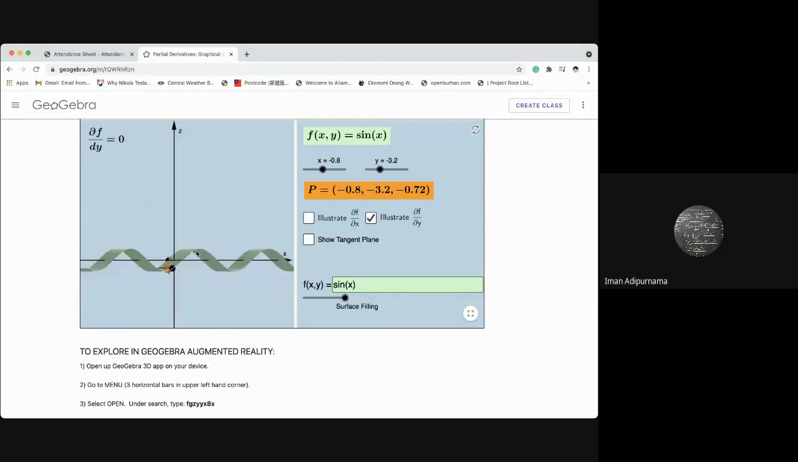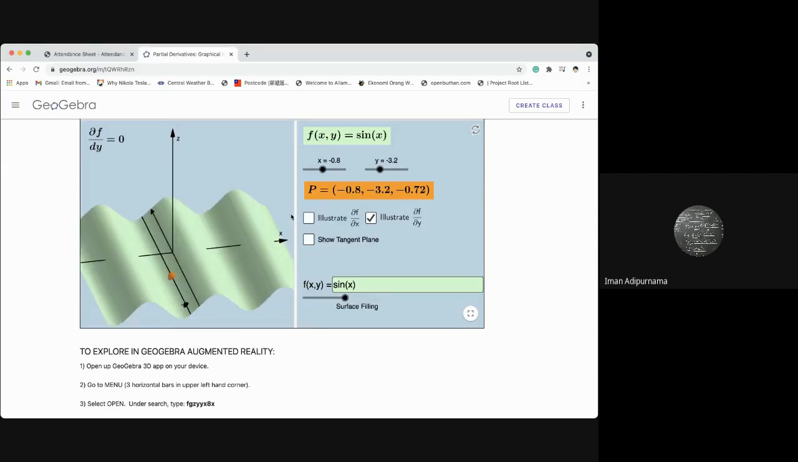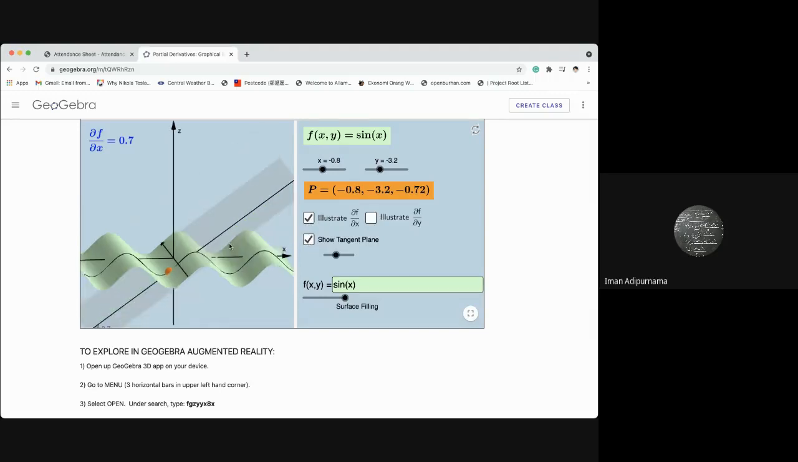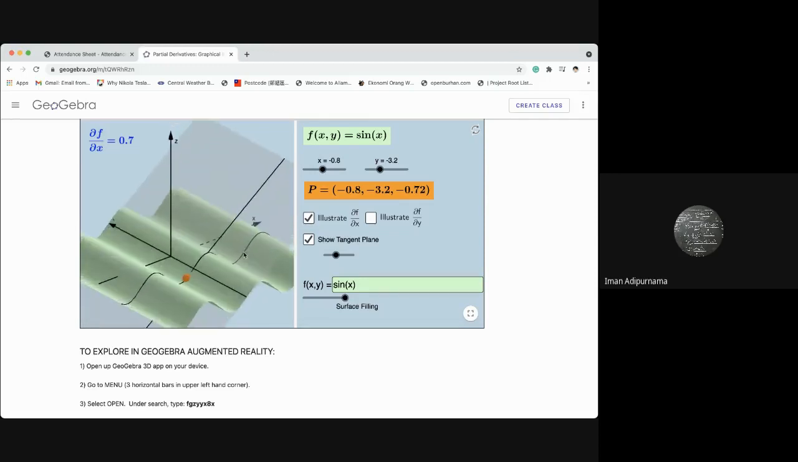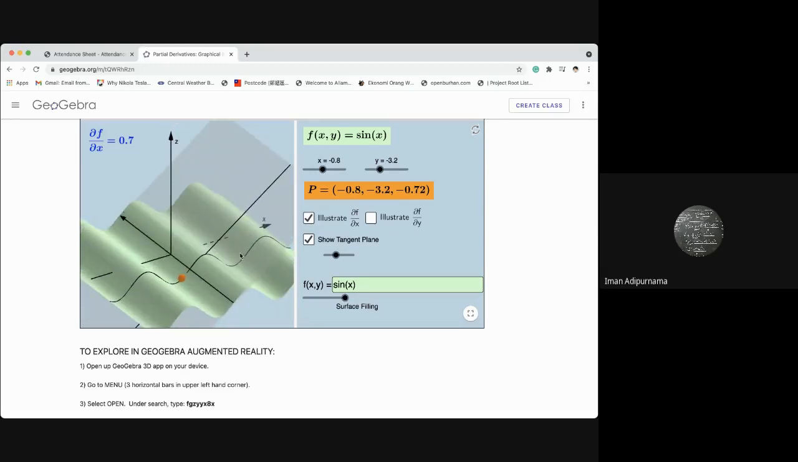I will describe why this happened. Every time we are looking at two variables, we have these two partials, partial of x and partial of y. And with those two, we will have a tangent plane like that. I will explain all of the phenomenon here, why we have two partials and why we have the tangent plane.